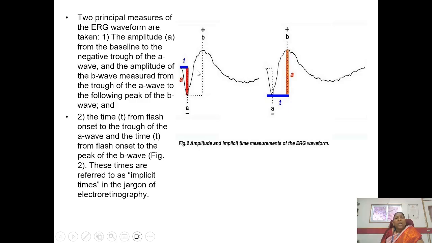Here we are measuring the amplitude from the baseline to the negative trough of A, and then from A to B. The second measurement is the time from the flash onset to the bottom trough of the A wave, and to the peak of the B wave. This time is referred to as implicit time. In ERG, we measure this time as implicit time.